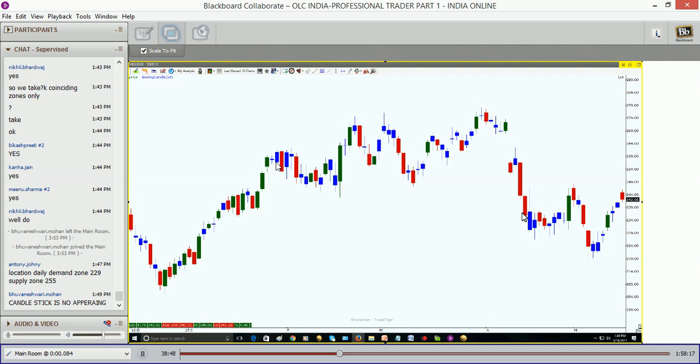Press D, T and J if the candlestick doesn't appear. D, T and J.